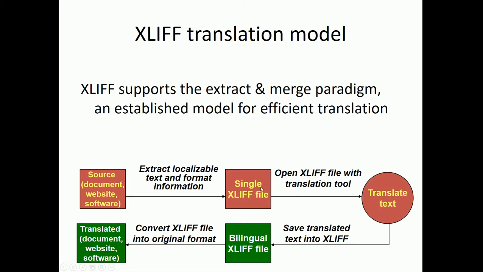You hand that to your localization service provider. They open the XLIF file with a translation tool that they like to use so that they can leverage translation memory, consult glossaries, deal with segmentation, etc., and actually have the human beings do the translation. So the human beings translate the text, they save that file, and then the file is saved in their computer-aided translation tool as an XLIF file, but now it's bilingual. In this case, it's got the German and the English in one file.